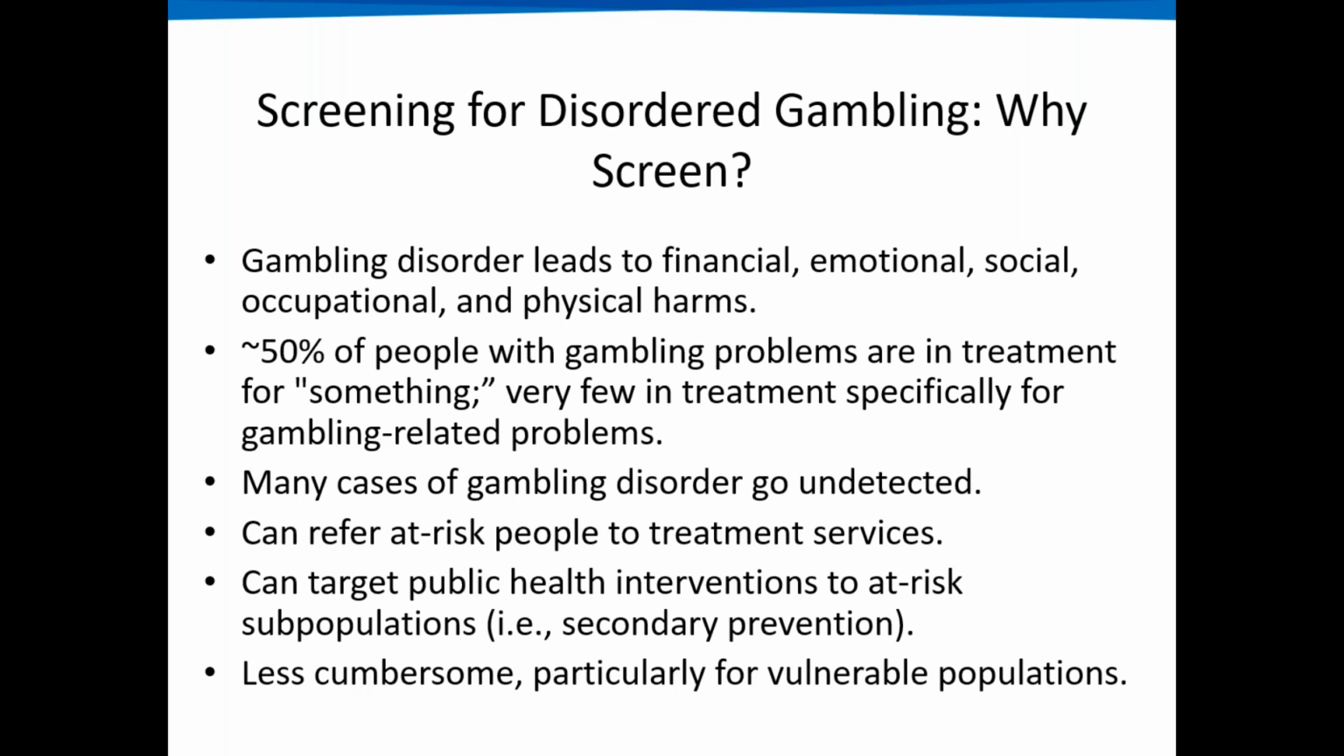Screening can allow us to refer at-risk people to treatment services or further assessment. We can also target public health interventions to at-risk subpopulations if we're using screenings. And finally, screening is less cumbersome, particularly for vulnerable populations.